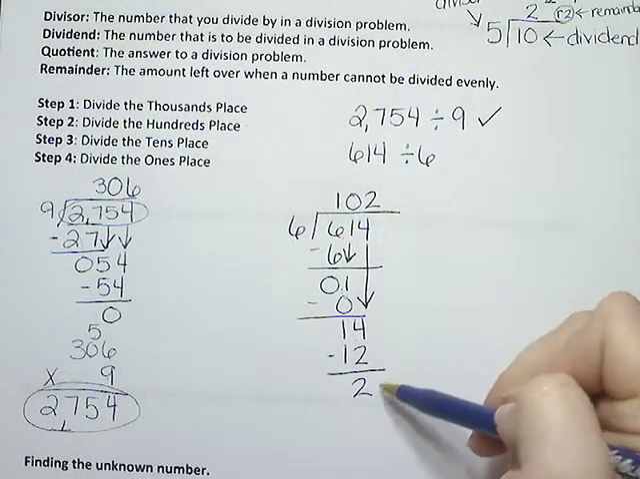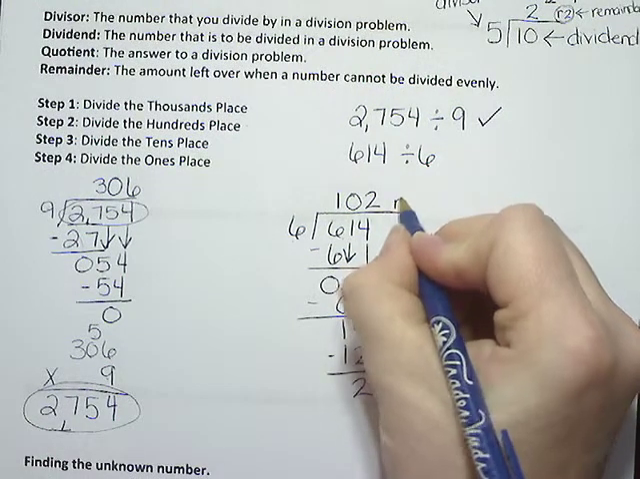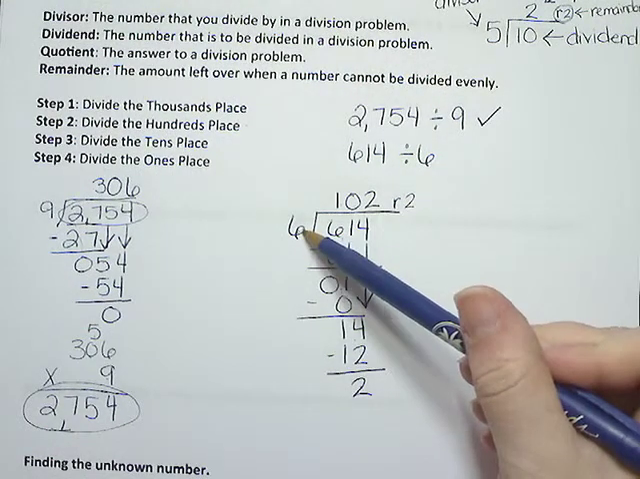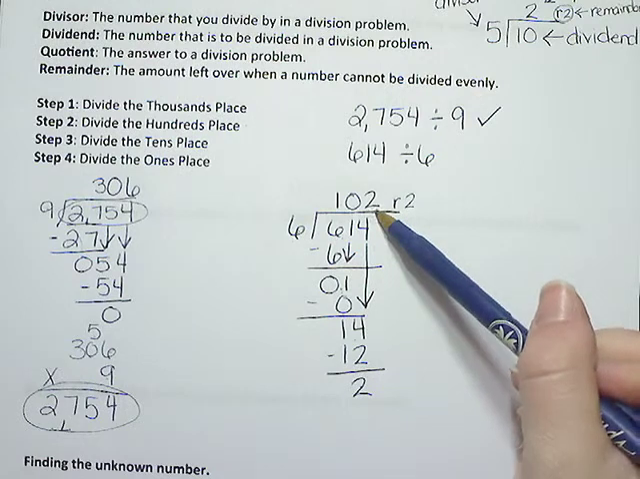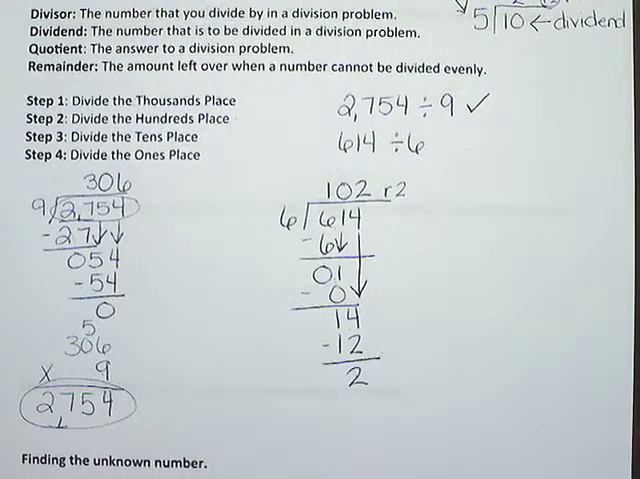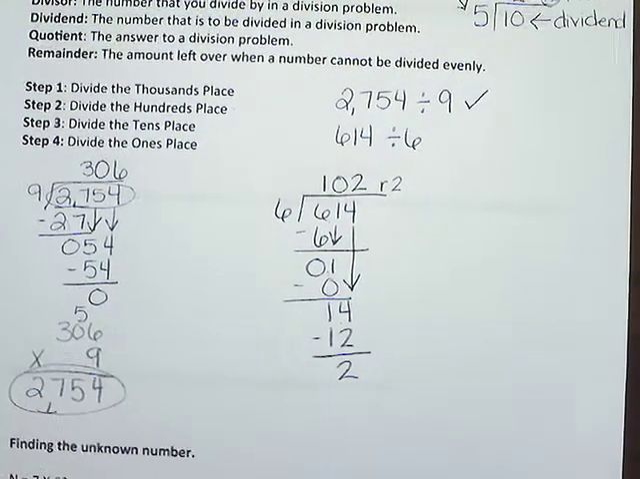I have no more numbers to bring down. That means that this 2 is going to be my remainder. So my answer for this is 102 with a remainder of 2. All right, guys? So that's how you properly divide.